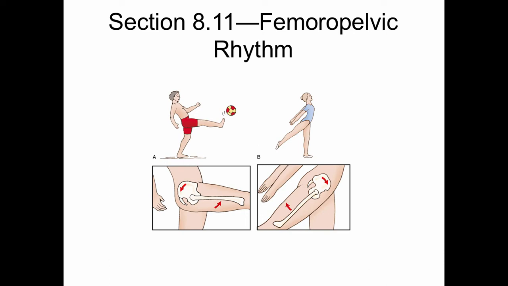The ballet dancer increases her range of motion by coupling right thigh extension at the hip joint with anterior tilt of the pelvis at the left hip joint.